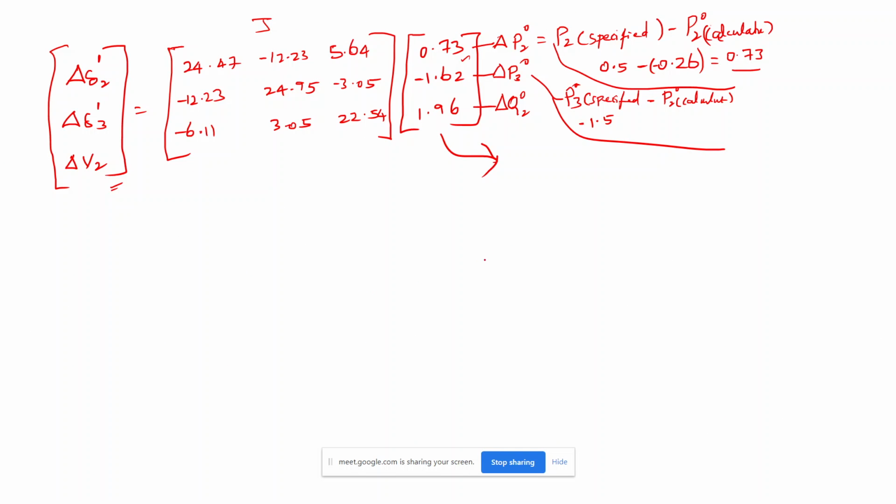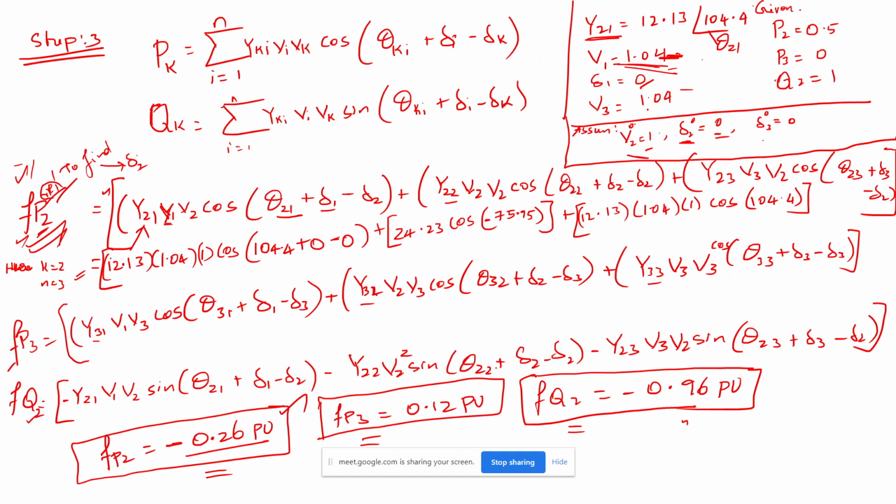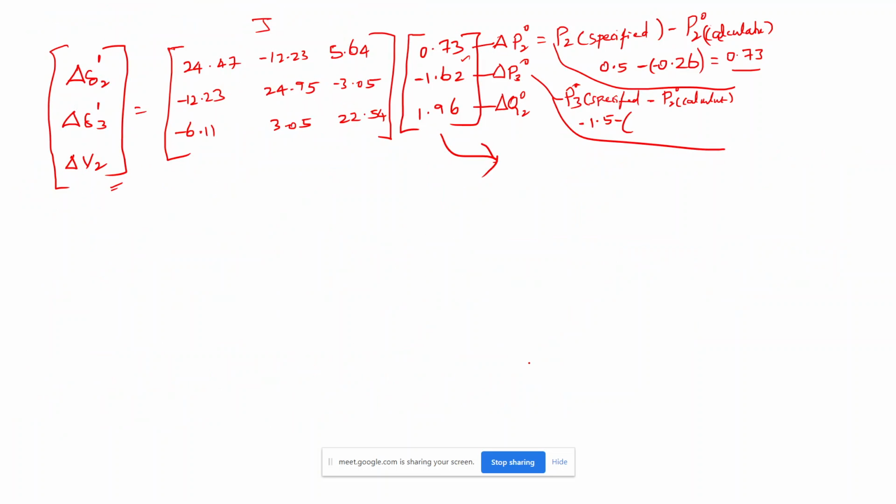So that is the reason I put minus 1.5 minus of, what is the value we found out for P3? What is the value we got for P3? It is 0.12, right? It is minus 0.12, so both are in minus. So I will get for P3 around minus 1.62. So this is why I put this value. Okay, clear? Any doubt for this?